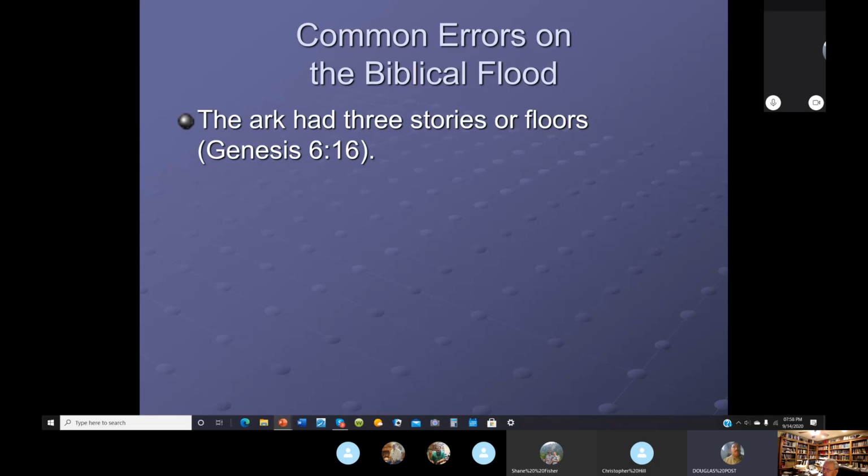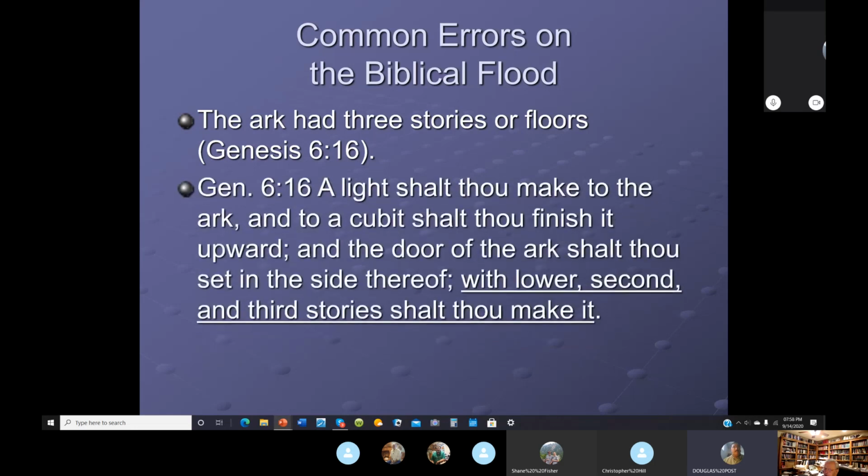The ark has 3 stories or floors in it. And again, this was in order to hold. Now, the light shalt thou make in the ark, and that's a window basically, and in a cubit shalt thou finish it upward, and the door of the ark shalt thou set in the side thereof. With lower, second, and third story shalt thou make it. Now, I'm not going to get into the design of the ark. I know what he tells us here, and I know there's 3 stories in it.